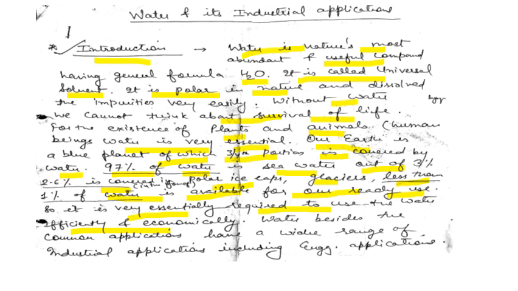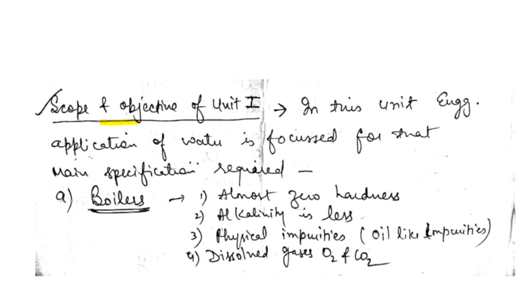That's the main thing, whether water is used for industrial purposes or for domestic applications. Besides the common applications, water has a wide range of industrial applications, in which the main engineering application is the boiler. So that is the scope and objective of this unit. We are focusing on water for the main application and its required specification, that is boilers, because the boiler is one of the important applications used for steam generation.